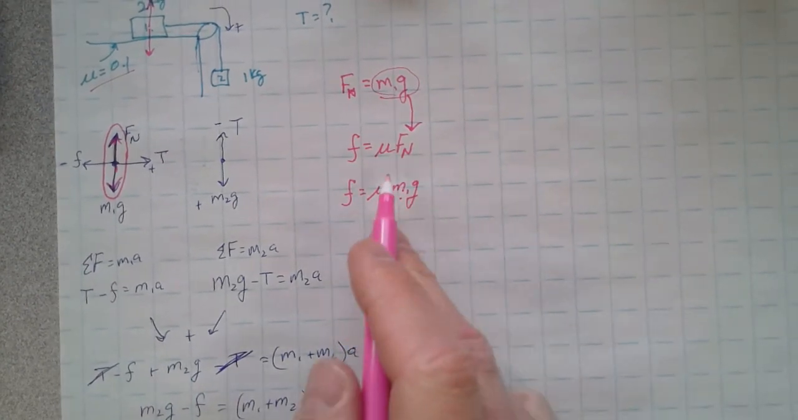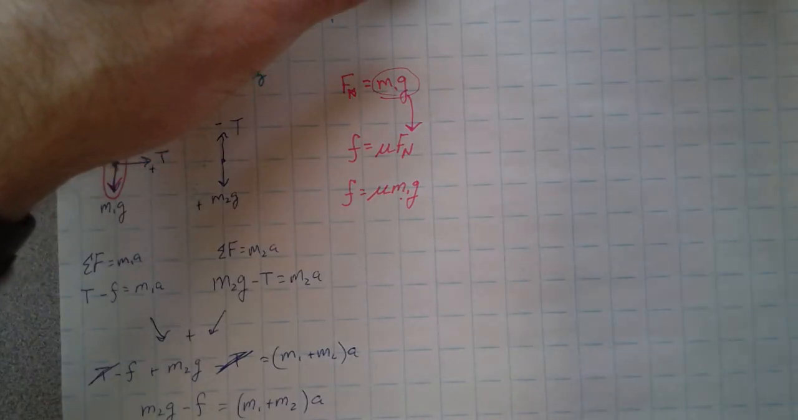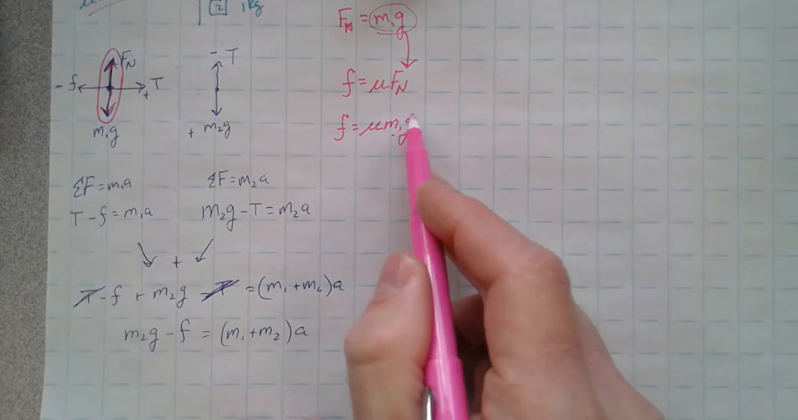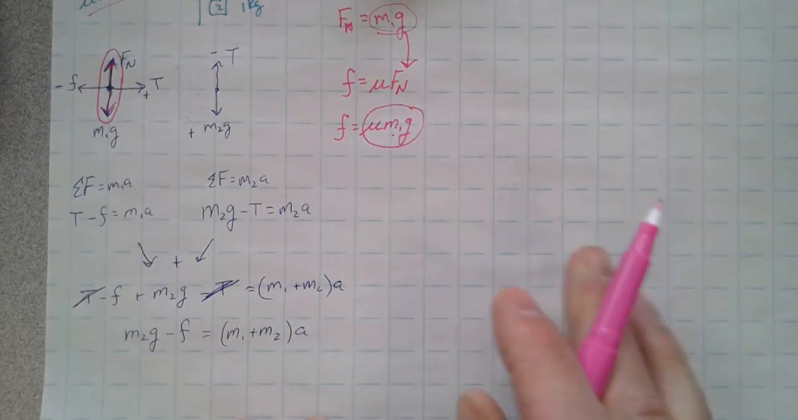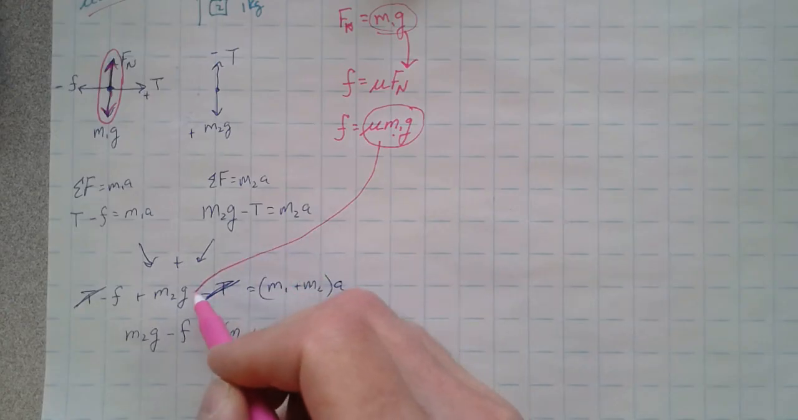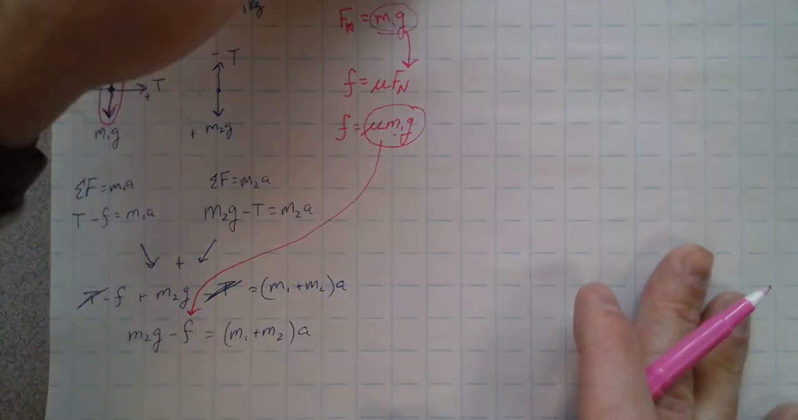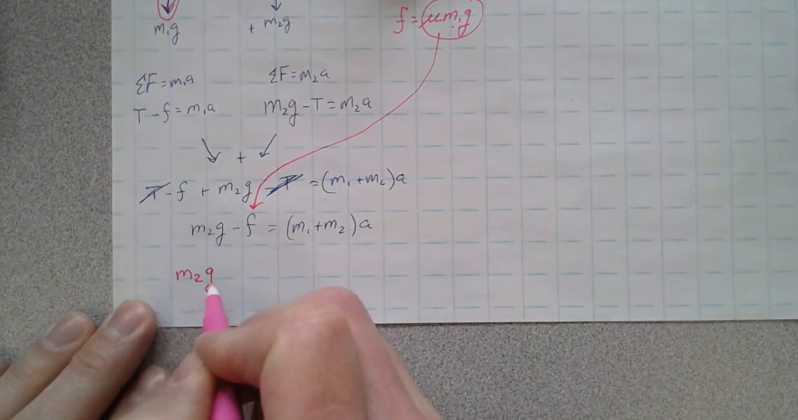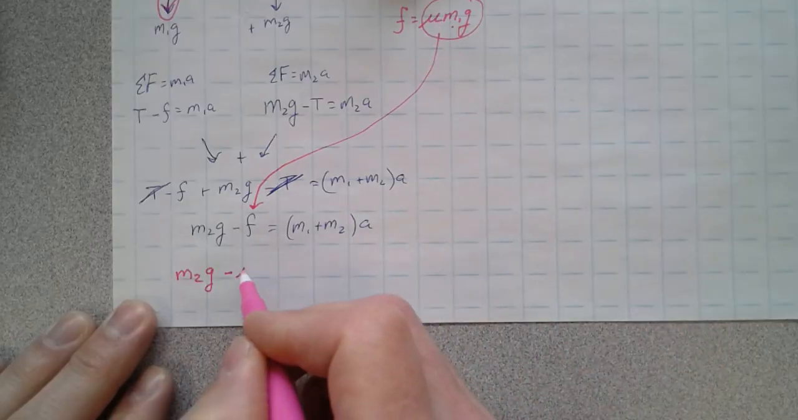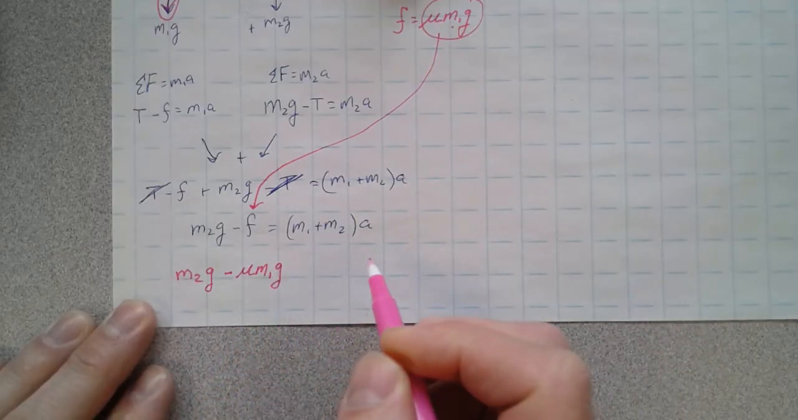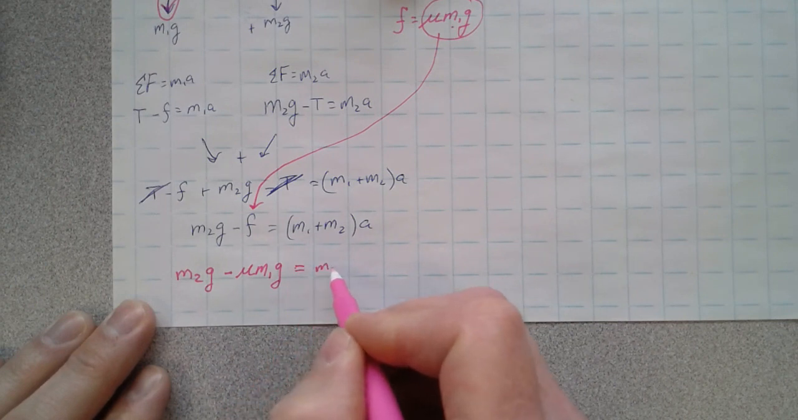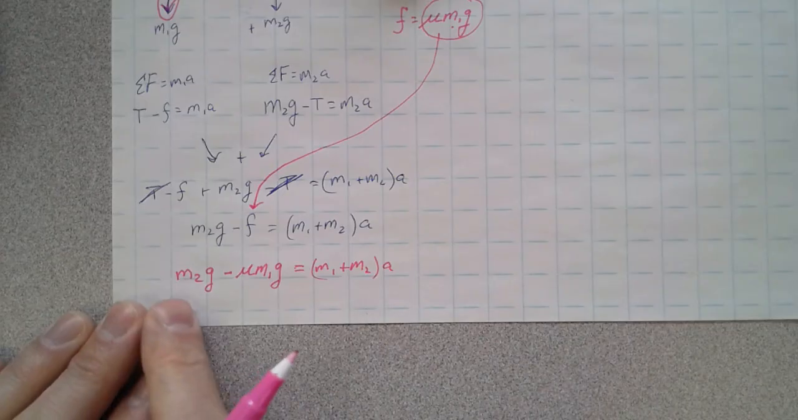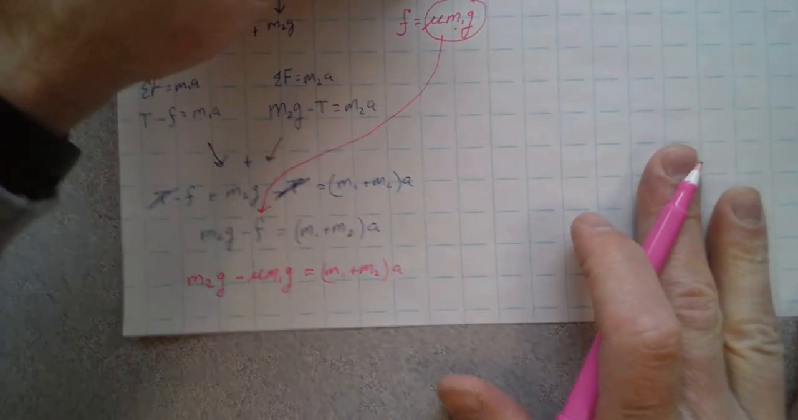Not going to do it. I'm actually going to try to move through this with the least amount of numbers that I have to plug in as possible. So I'm going to plug in what friction is equal to in terms of its variables into that part of the equation right there. Okay. So I have M2G minus mu M1G, and that's going to equal M1 plus M2 times A. All right, now I know all of those numbers. I can solve for the acceleration.